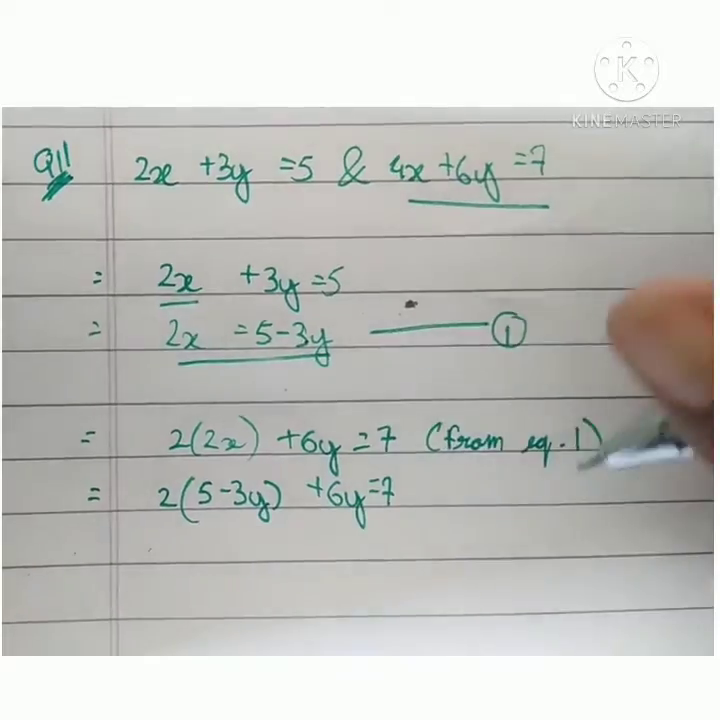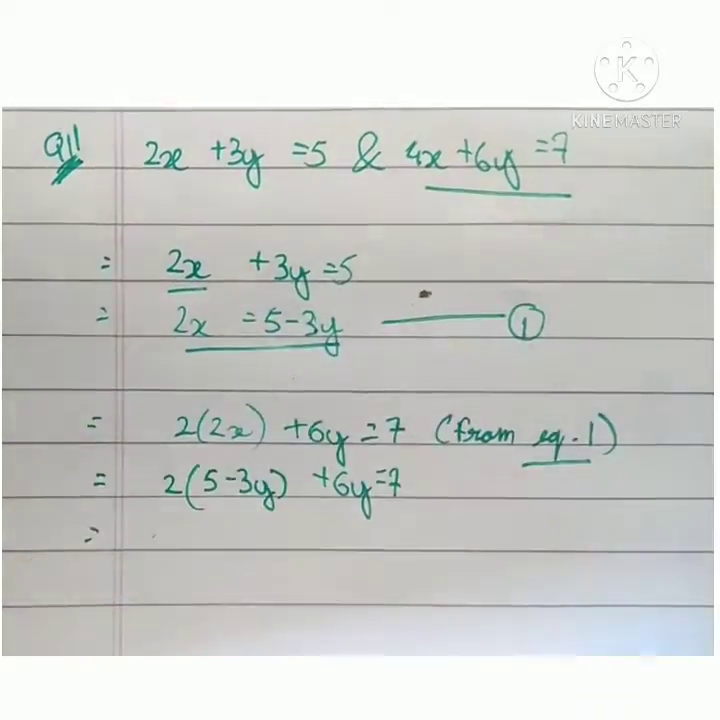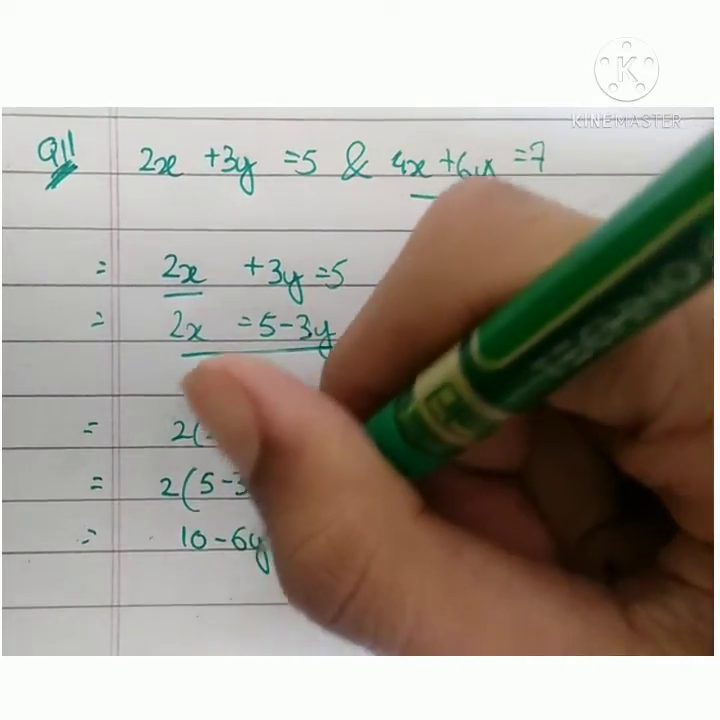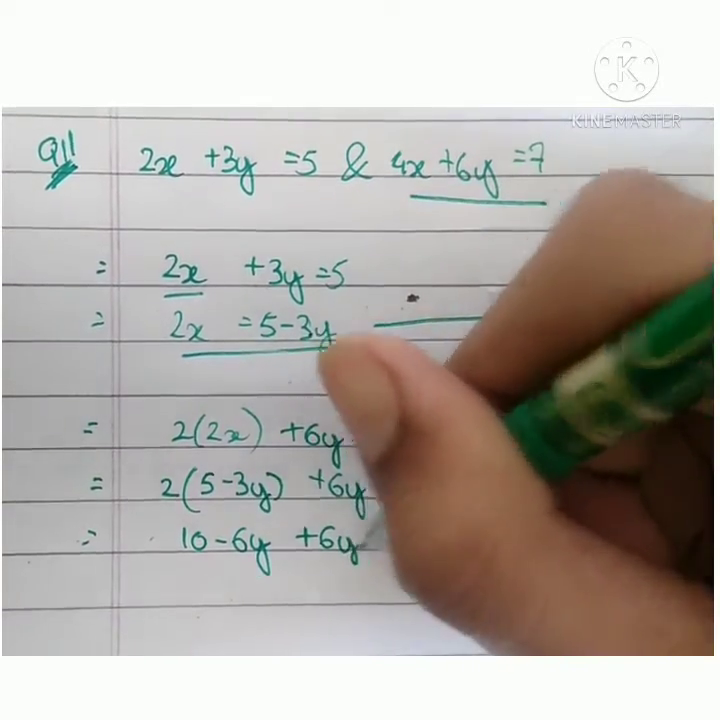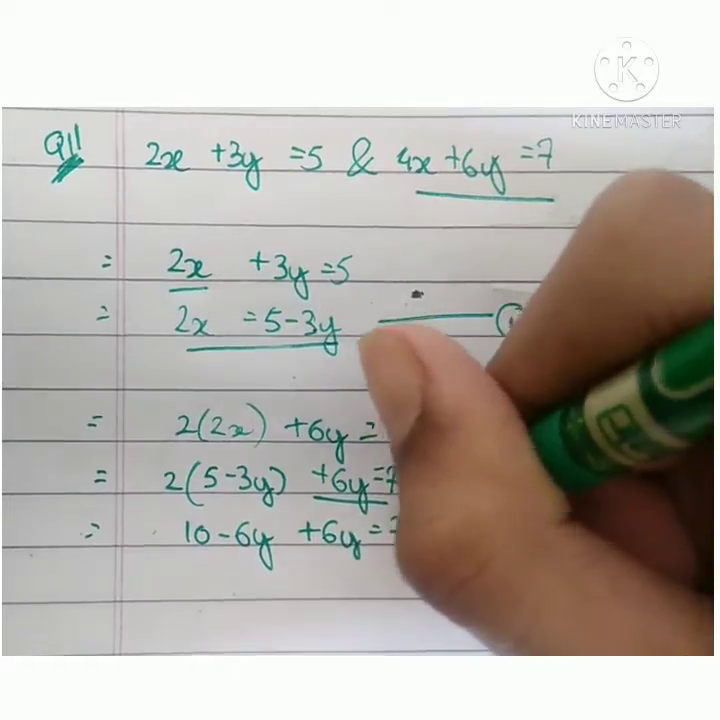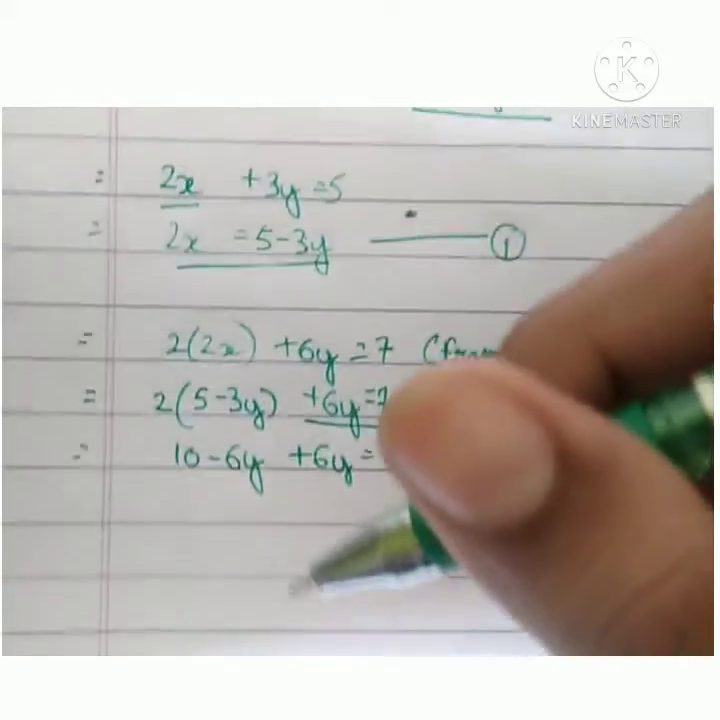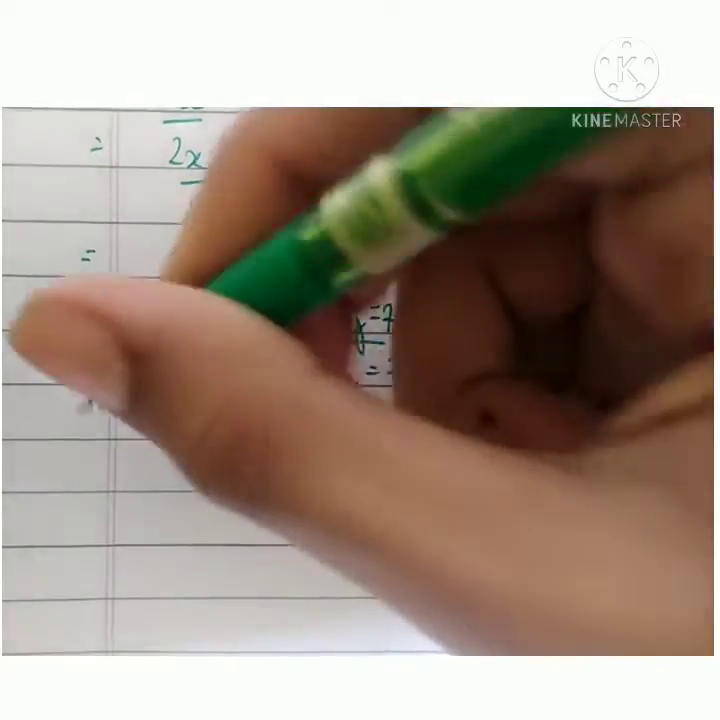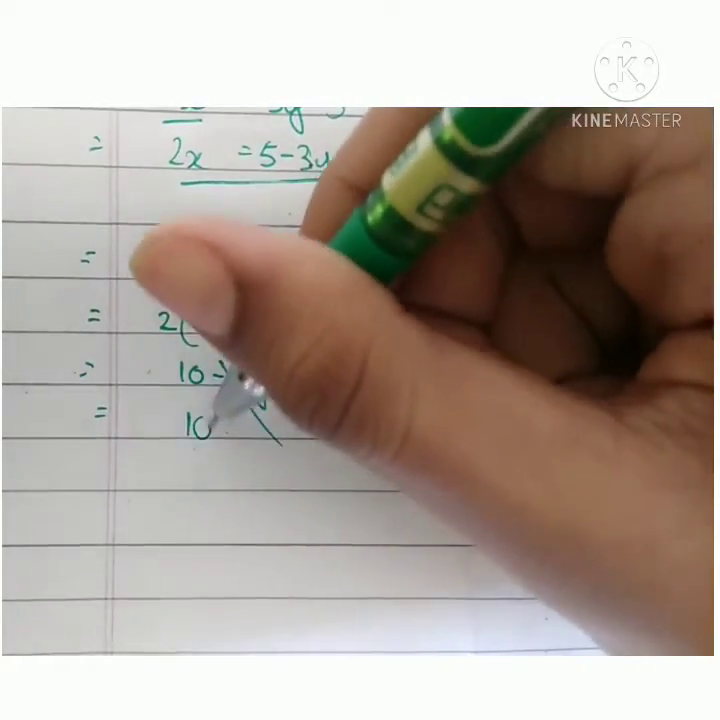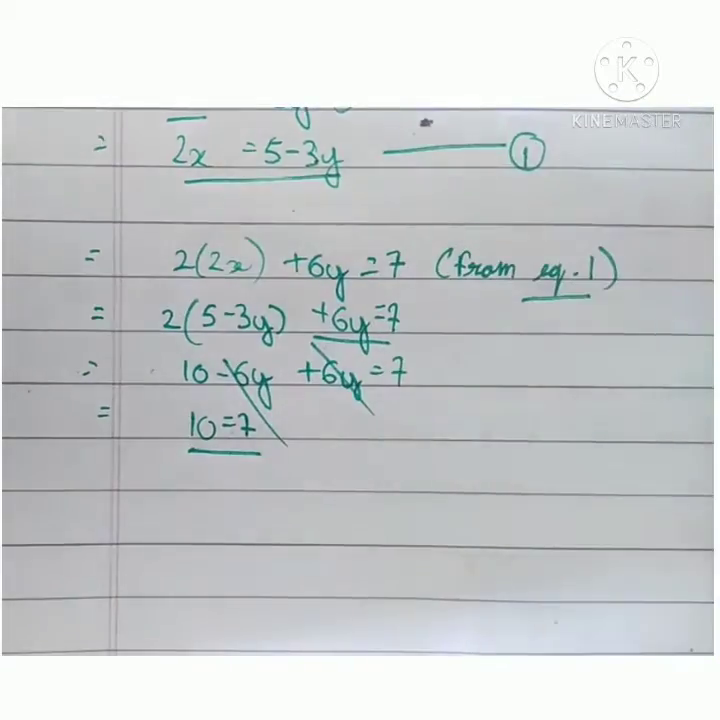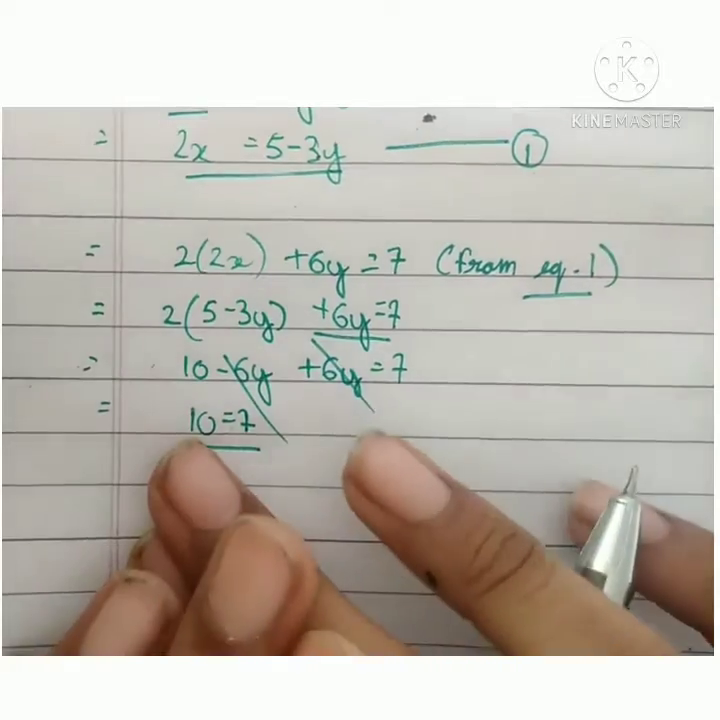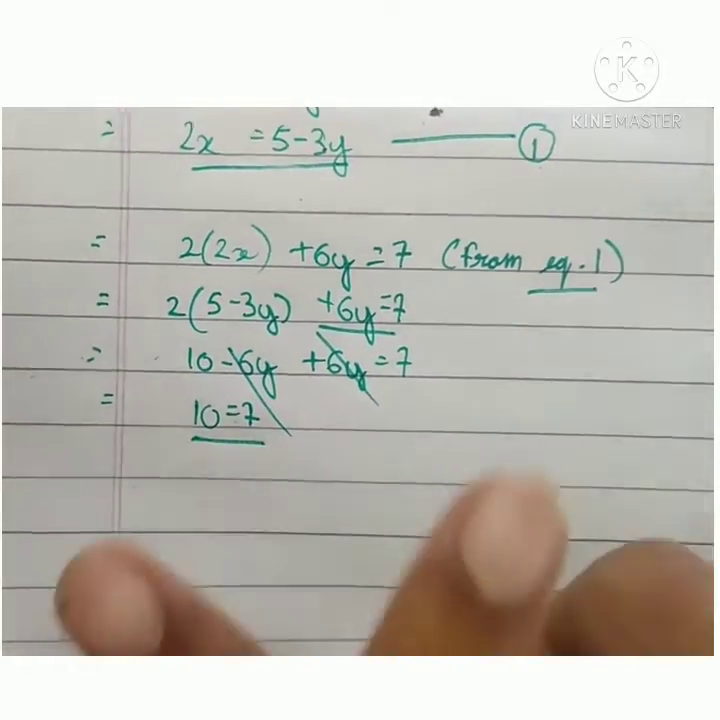Using equation 1, 2 is in multiplication, so it becomes 10 minus 6y plus 6y is as it is. Now, let's see if we can simplify it. This is negative, this is positive, so they will cancel. So what is that giving us? 10 is equal to 7. That answer is not making any sense. Actually, 10 is not equal to 7. It is a false statement. If it is a false statement, your lines will always be parallel.